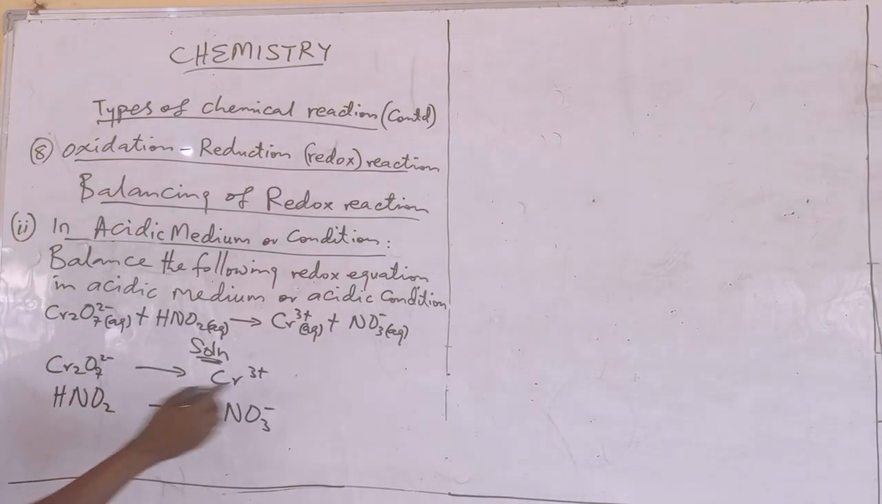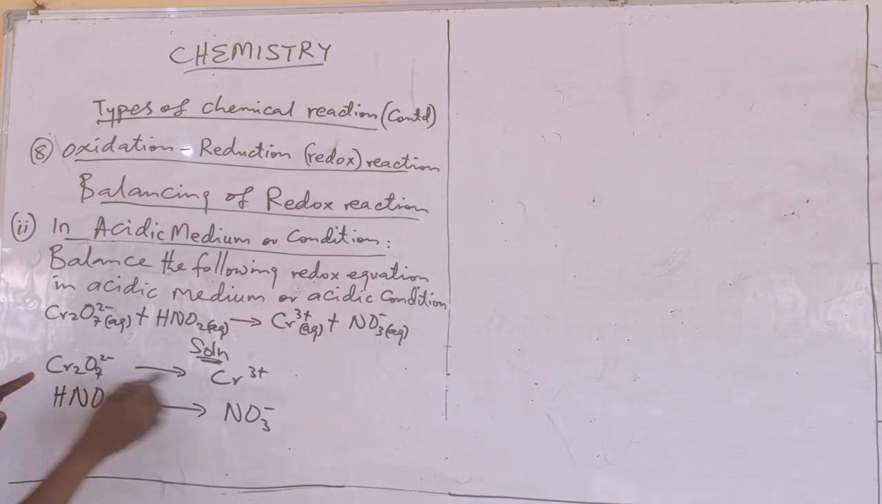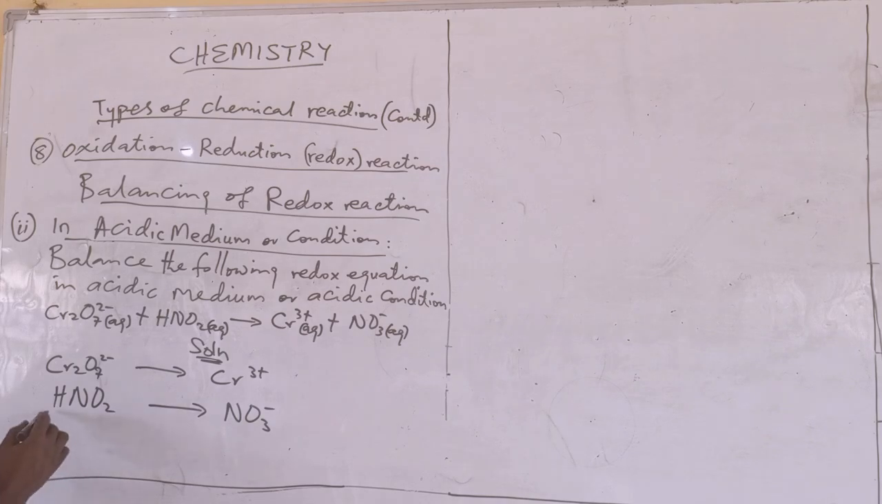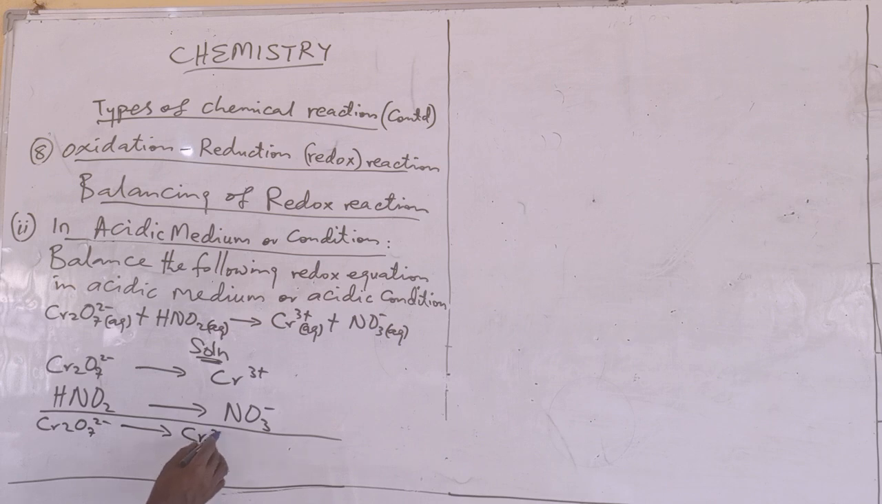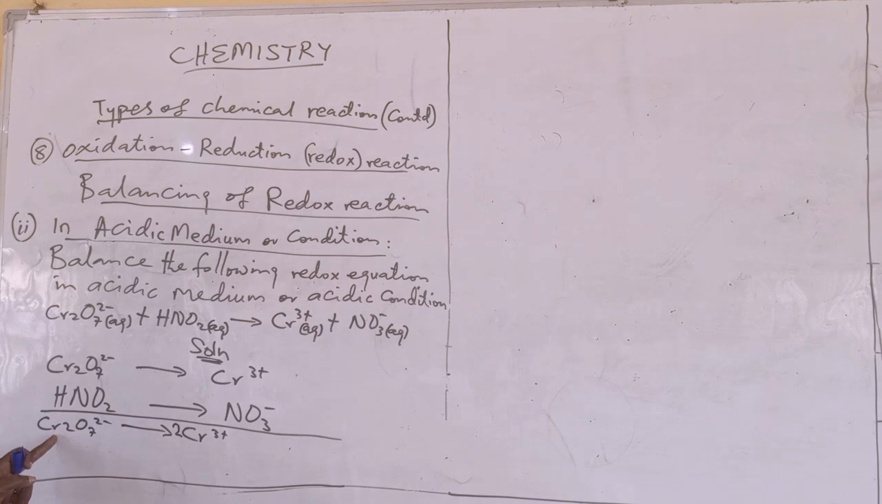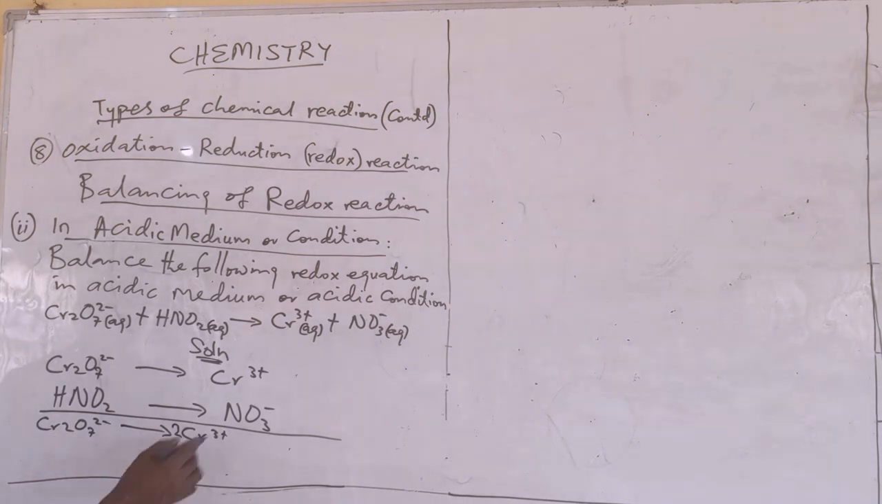Okay, so in the first equation, we have 2 here, we have 1 here. So I can quickly say Cr2O7 2 minus goes to 2Cr3 plus. How many Cr are here? 2. I will put 2 here to make this 1, 2. Forget this, this is a charge. We will talk about that when it is time.